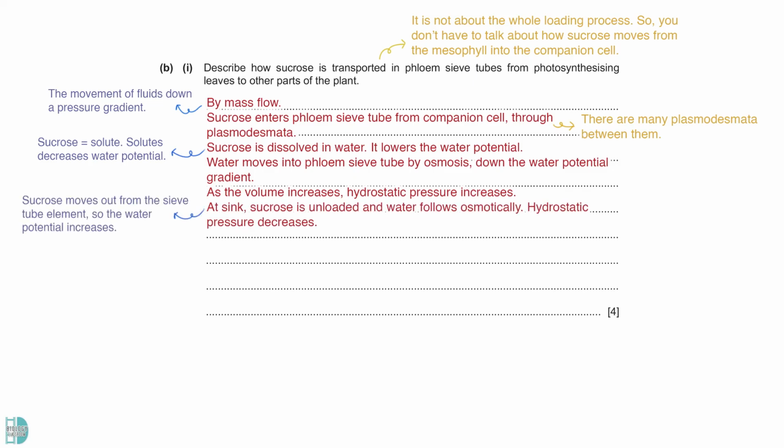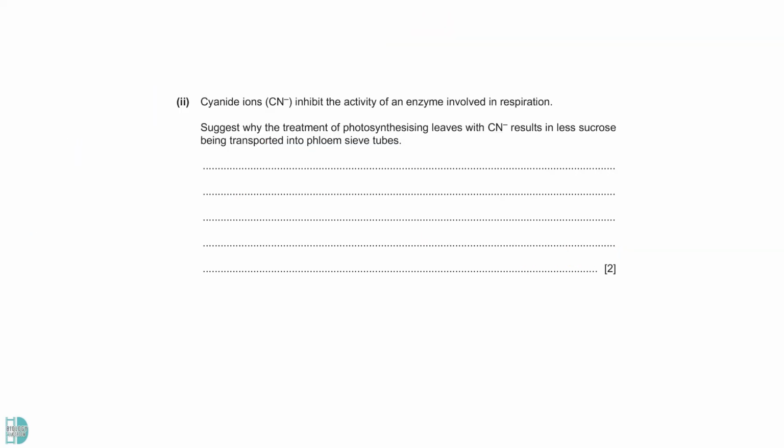At the sink, sucrose is unloaded, and water follows by osmosis. This is because the removal of sucrose from the sieve tube element decreases the water potential inside. The hydrostatic pressure will decrease as well. A hydrostatic pressure gradient is set up between the source and the sink, and transport occurs down the hydrostatic pressure gradient. B2 says that the cyanide ions inhibit the activity of an enzyme involved in respiration.